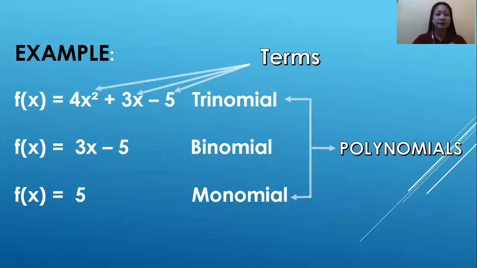Example, we have 3 examples here. The lower part, we have f of x is equal to 5. We have only one term, the constant. It is called monomial. The middle example, f of x is equal to 3x minus 5. We have 2 terms, separated by the fundamental operation of subtraction. So if we have 2 terms, it is called binomial. And the first example, f of x is equal to 4x squared plus 3x minus 5. We have 3 terms, so it is called trinomial.